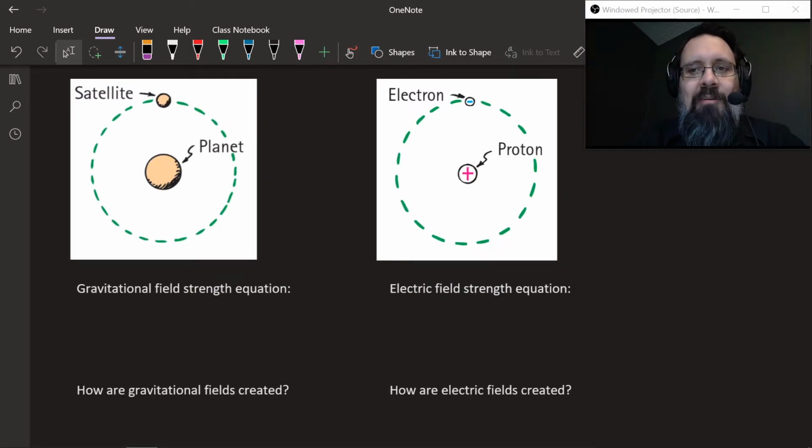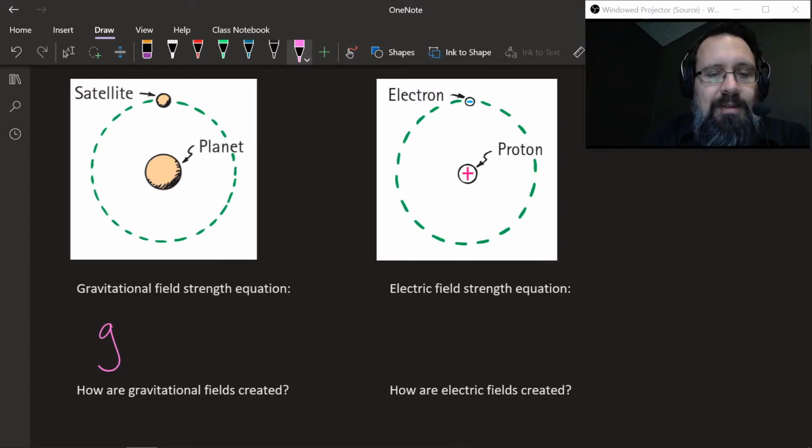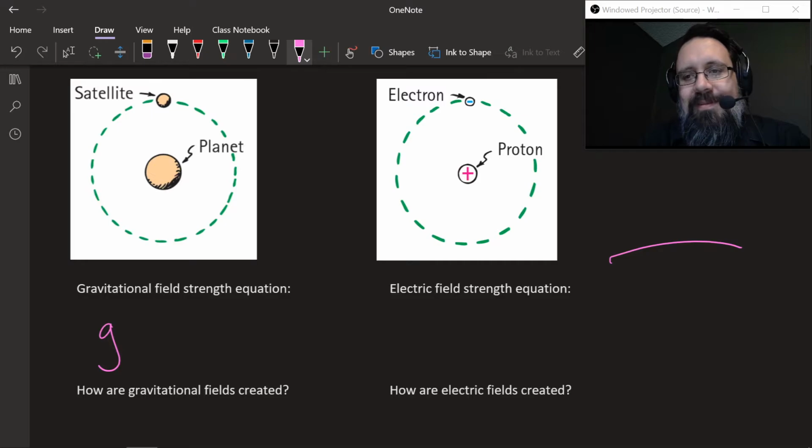So you may not remember this equation. It's okay if you don't. The gravitational field strength equation, little g, that's the gravitational field strength. On Earth, remember what it is? Someone should say it. What's the gravitational field strength at the surface of Earth? -9.8. Got it, it's 9.8, or -10, whatever you want to call it, that's fine.